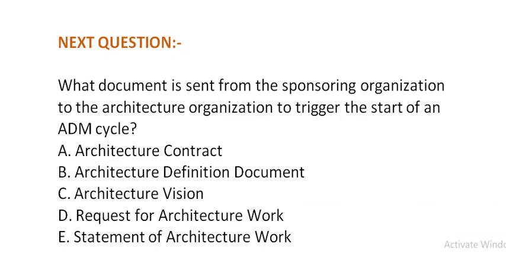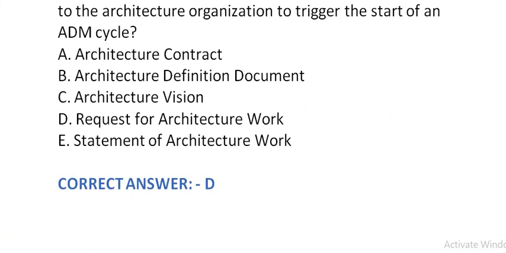Option D, request for architecture work. And option E, statement of architecture work. And the correct answer is option D.